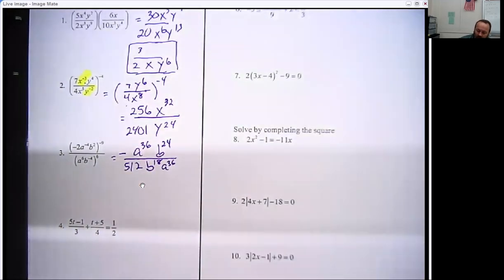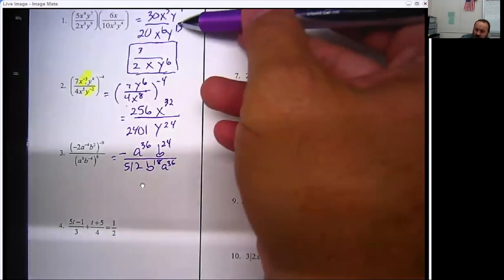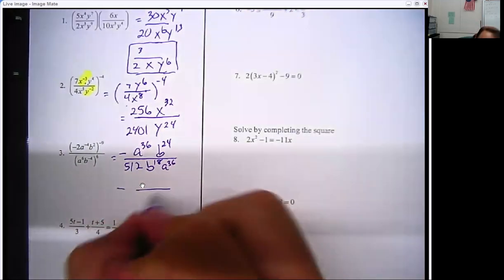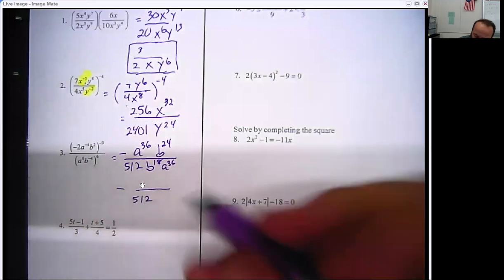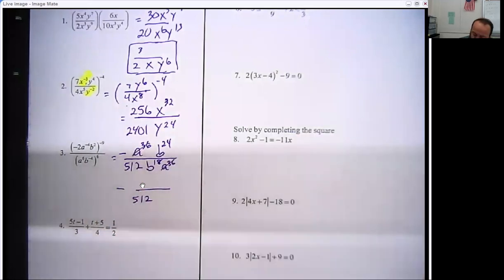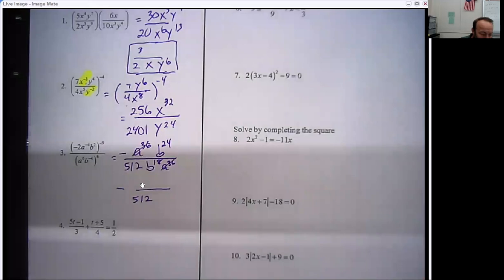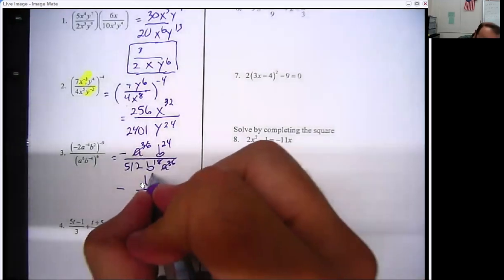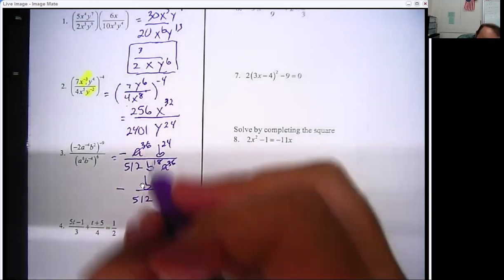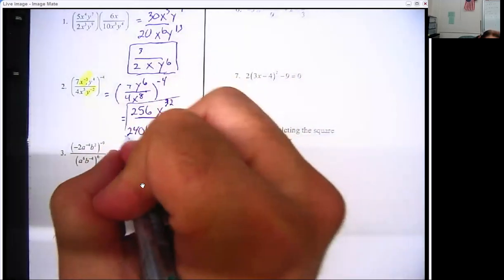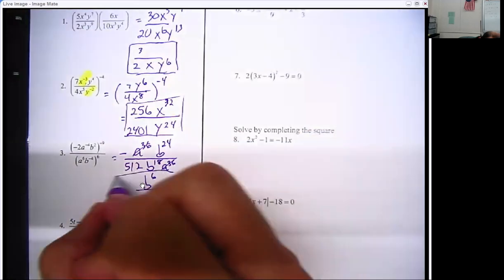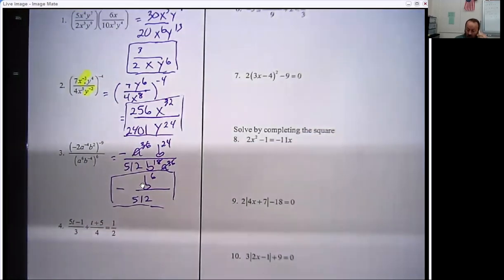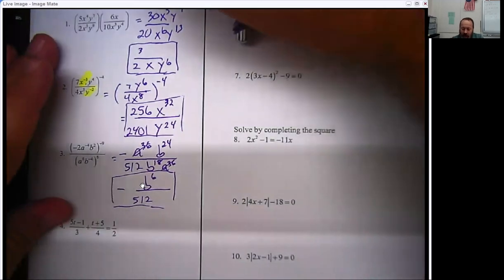Now, just like the problem up here, I need to do just a little bit of simplification to get down to this next level. So that negative is still there, the 512 is still there, but you'll notice that these a to the 36 seem to completely go away. And then all that I have left is 24 minus 18, which is b to the 6. And that kind of satisfies all of these little exponent-based questions.